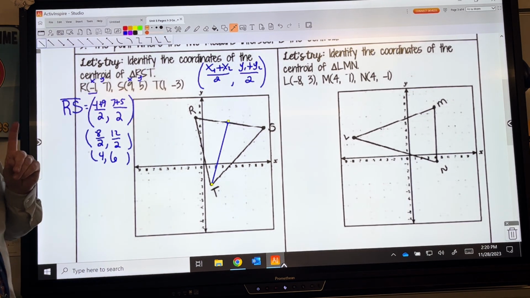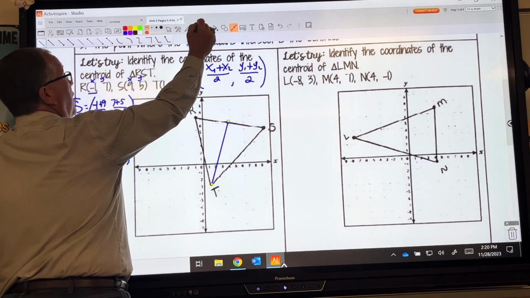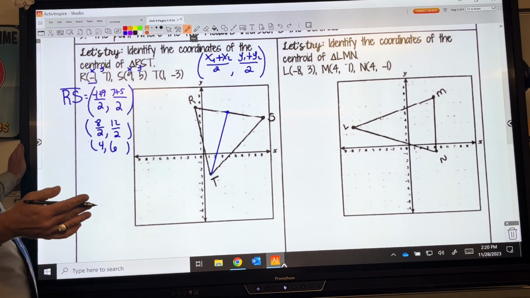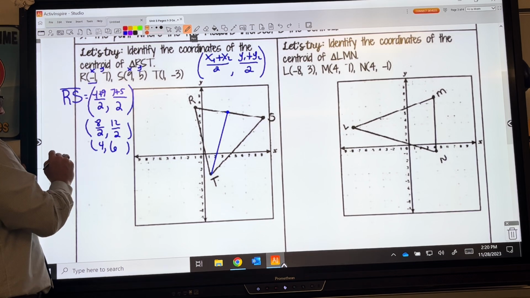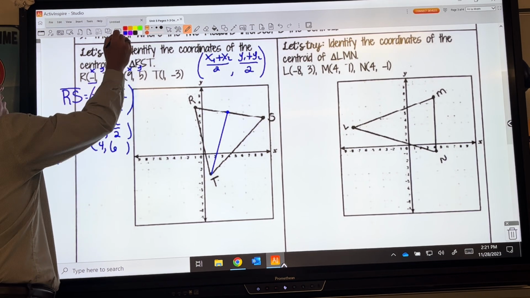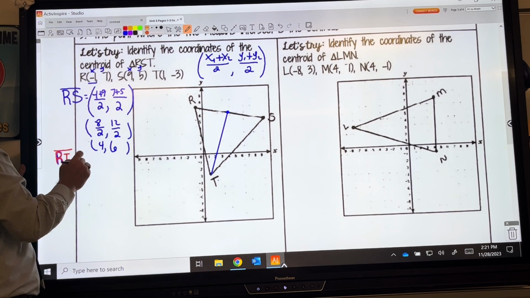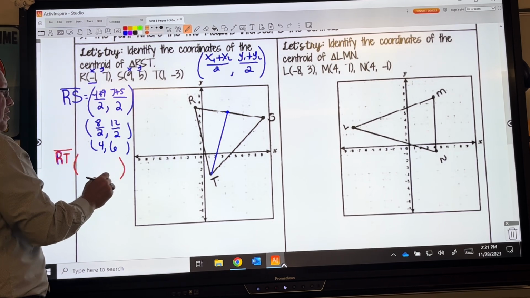So I drew my first median. Now we're going to do the next one. It doesn't matter if you do RT or ST. So I'm going to go ahead and do RT. I'll do this in red so it's a different color. RT means I'm going to do the points from R and T.